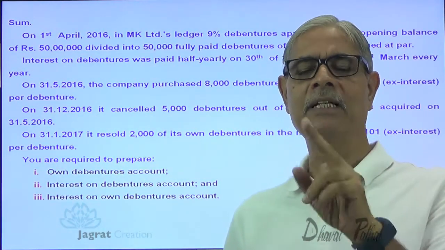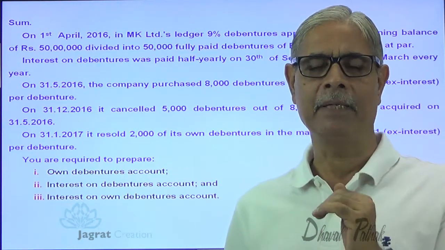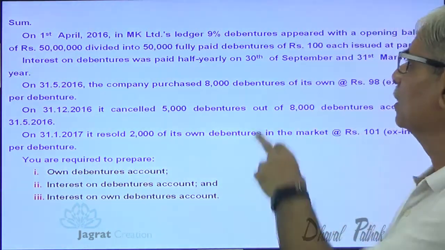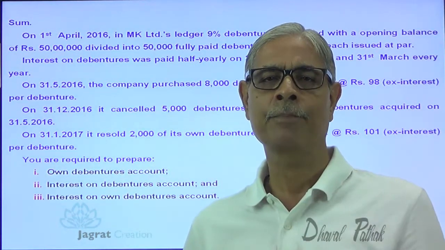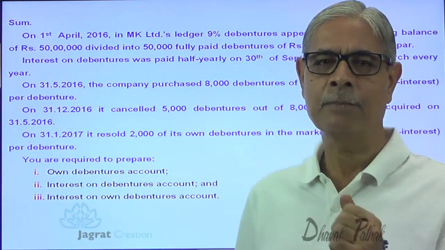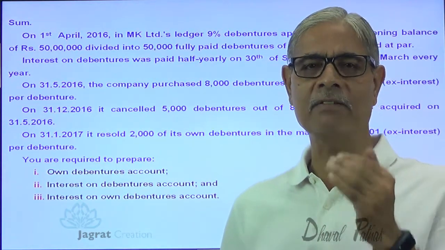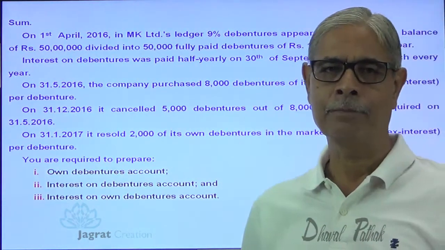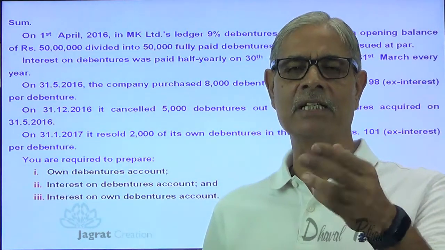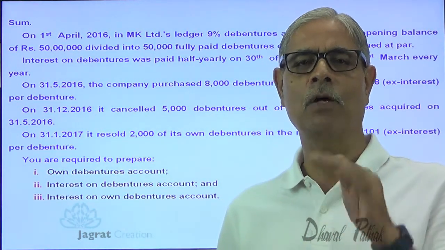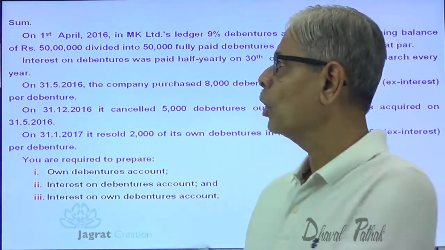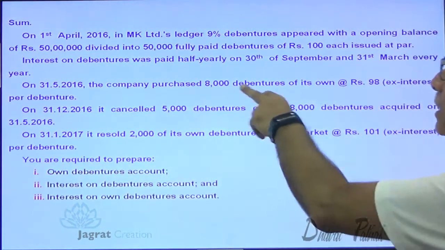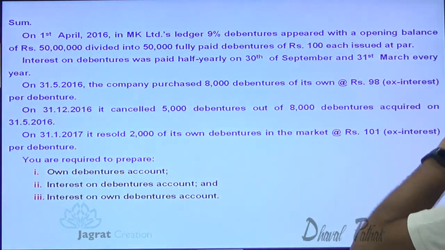Now this 2 months interest payable will be recovered by me on 30th September, when I am going to get 6 months interest, because I am entitled to have 6 months interest on the interest date. I have already paid 2 months interest. My investment is also for 4 months. So 4 months interest on own debenture is my income. So on 31st of May, company purchased 8,000 own debentures at 98 cum interest.